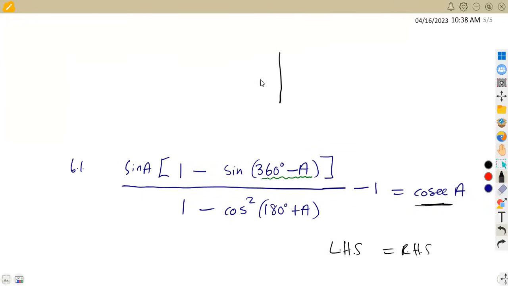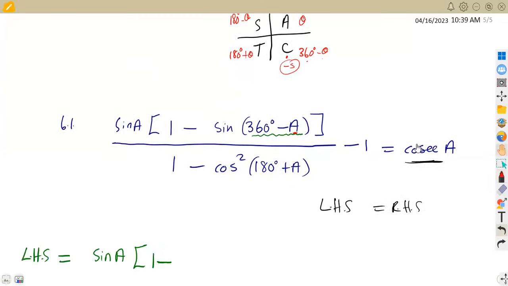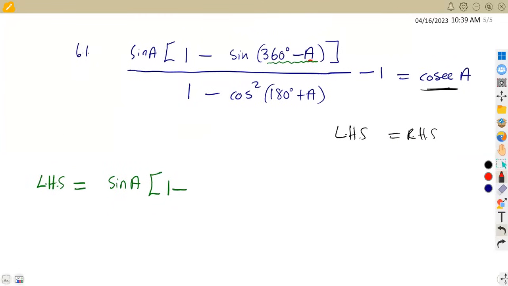From your reduction formula, from the CAST concept, this is where we've got 360 degrees minus theta, this is where we've got theta, this is where we've got 180 minus theta, and this is where we've got 180 plus theta. So 360 minus theta, where theta is represented as A, is in the fourth quadrant. In the fourth quadrant it's for cos, meaning to say sine is negative. So this is going to give us minus sine of A, negative sine of A in this case.